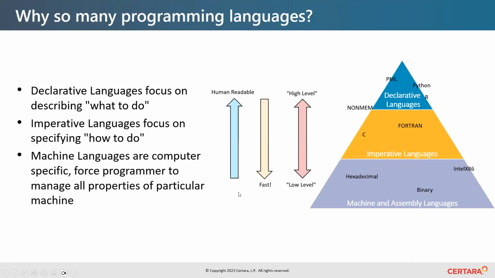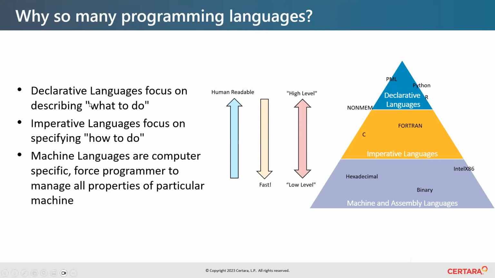So again, you can think of computer languages on the scale from low level to high level. And with anything, there's pros and cons. Low level languages, they're machine specific. You're managing memory at the same time. You're trying to instruct these systems to do what they're doing. And at the very lowest level, they're not even human readable. But they're fast. They're very fast. Whereas at the top end, you have the declarative languages like PML, Python, R. These are human readable.